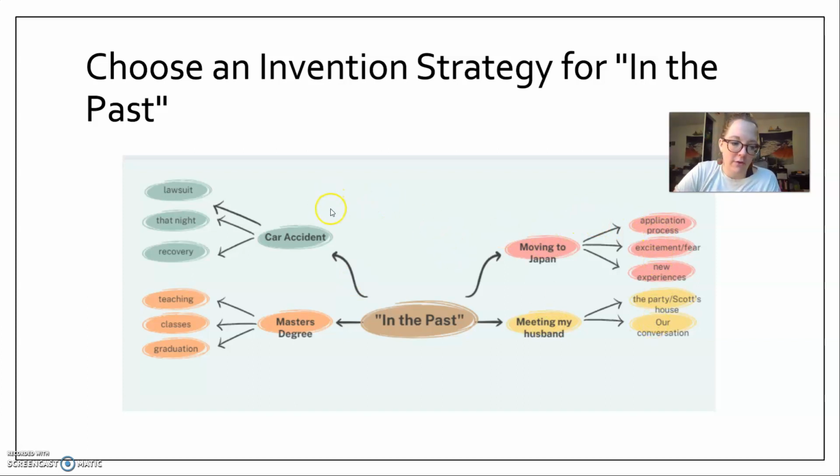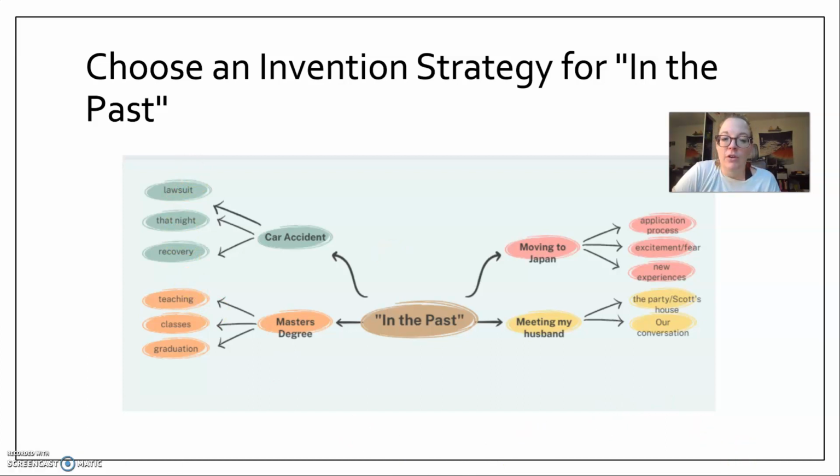So I chose 4 different experiences I've had, good and bad. Moving to Japan, meeting my husband, getting my master's degree. Then I was also in a very bad car accident 6 years ago, Tuesday actually. So the car accident, obviously, I probably wouldn't want to repeat that. And then it's interesting to think about what I want to repeat, moving to Japan. I don't know. But see here, I've got these different experiences, and then I sort of jotted down just ideas I could talk about if I did that.